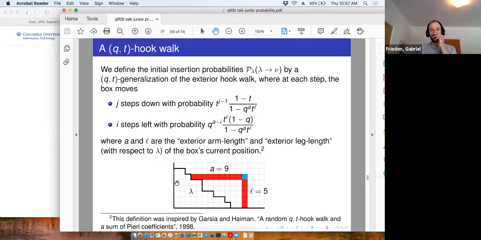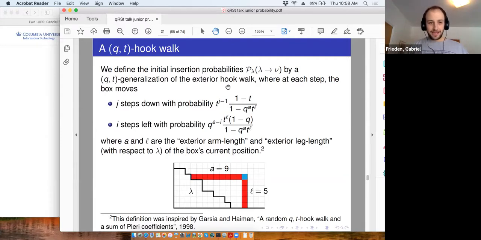So if we think back to the hook walk from the beginning, that gave us a random way to add a box to a Young tableau, to a Young diagram. So that's kind of what these initial insertion probabilities are. We want to say, if we have a tableau and we want to put a new number into it, where does it go?